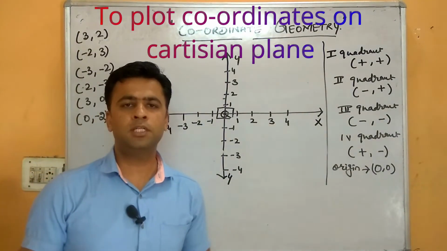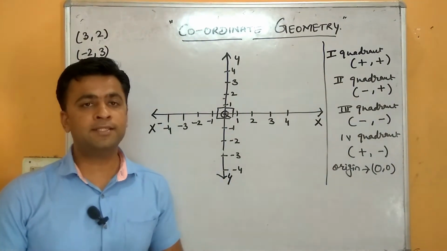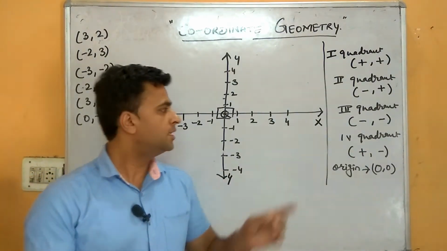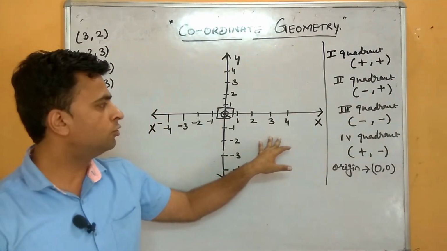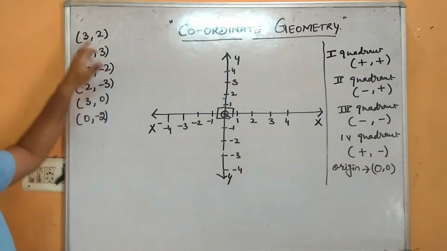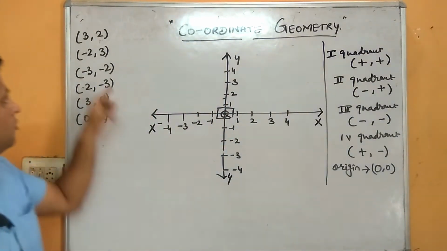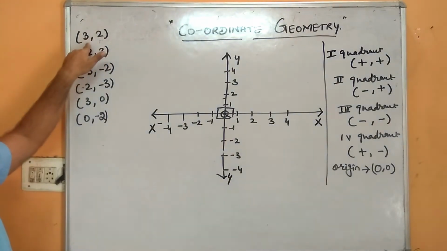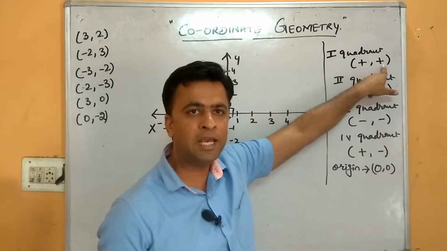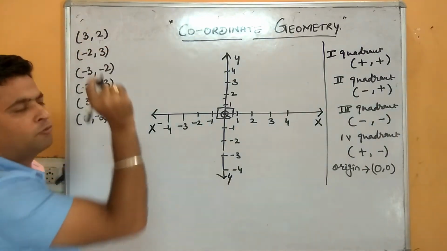Now we have to plot the points on the Cartesian plane. We have already discussed the quadrants, so now we can talk about where we can plot the coordinates on the Cartesian plane. I have taken some examples, 3, 2. Now I will plot them on the Cartesian plane one by one. First one we are looking at is 3 and 2, both are positive. As we know, in the first quadrant both are positive, so it will lie in the first quadrant.